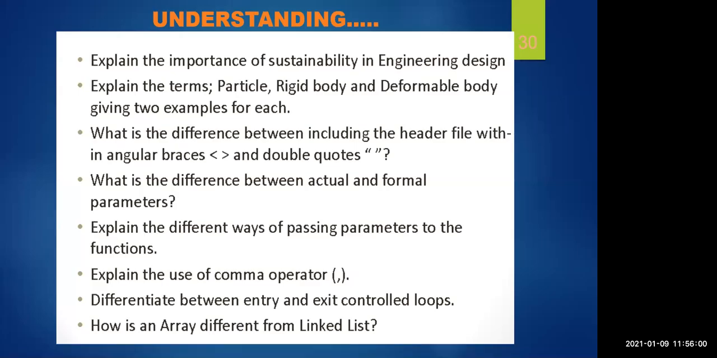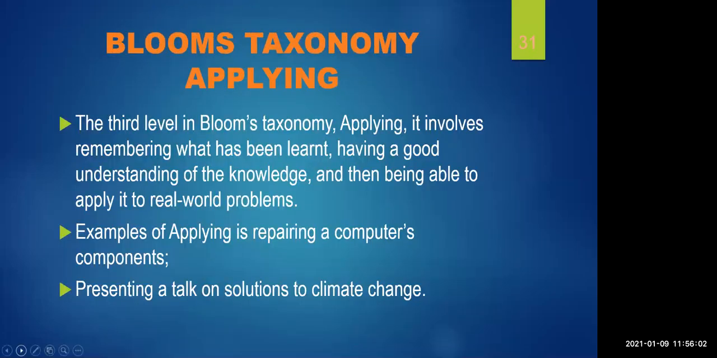Third level is applying it. Bloom's taxonomy level, it is applying it. So he has to apply it now. That is what the third level says. Applying involves remembering what has been learned, having a good understanding of the knowledge, and then being able to apply it in a real world subject situation. So they should remember, and after that the understanding has to happen.